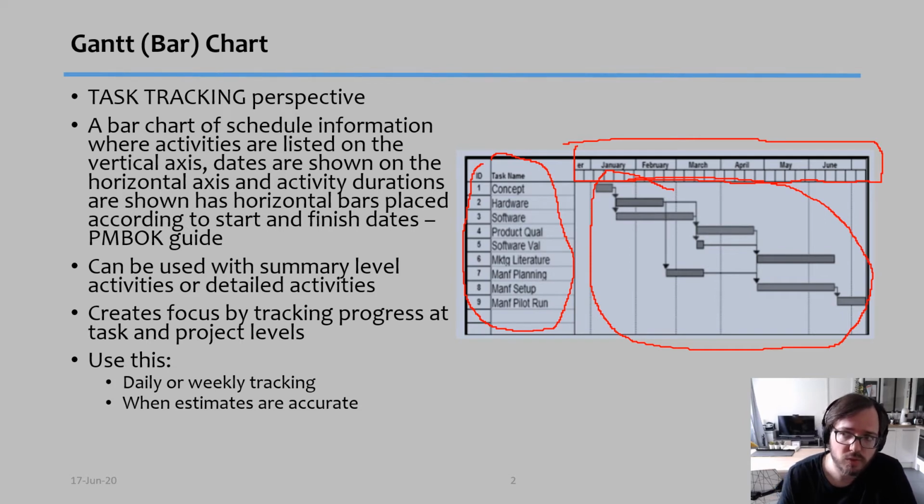And we should use this tool in two situations. We can use them for daily or weekly tracking to see what tasks have been completed, and so on. But also we should only use this, and this is the important part, we should only use it when our estimates for our tasks are actually accurate. If you have tasks that your estimates are not accurate, then you should not be using the Gantt chart as your primary scheduling technique tool.